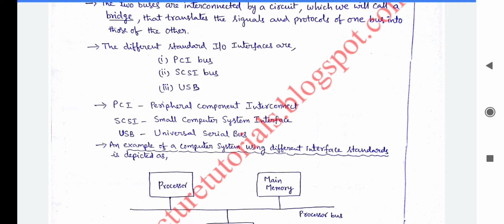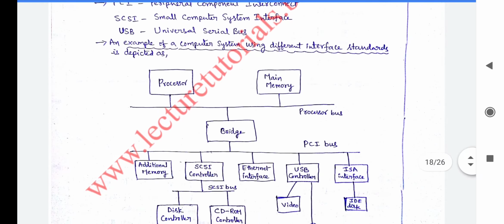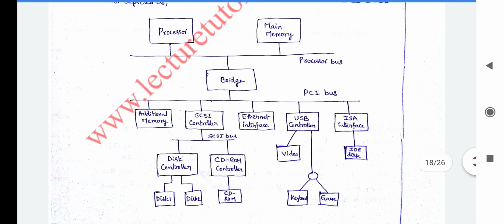An example of a computer system using different interface standards looks like this. See here, all those lines are called buses, which are capable of transmitting the data between the devices. Here first we have a processor bus. The processor bus connects with the main memory, processor and bridge. See, there is a bridge between the processor bus and the PCI bus. So we use a bridge between these two buses.